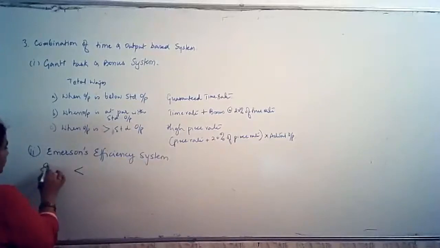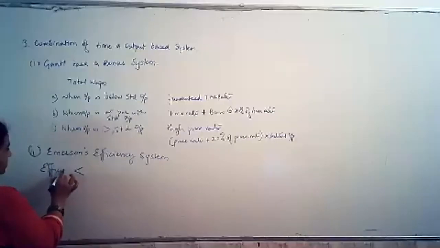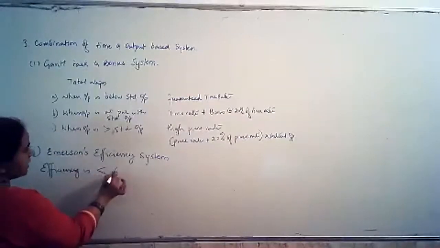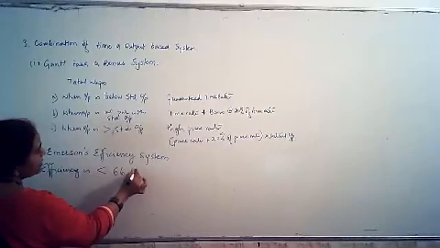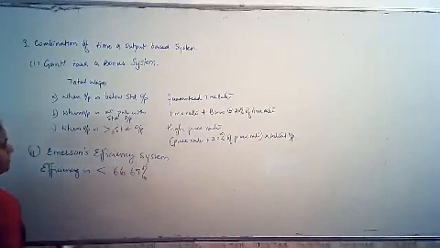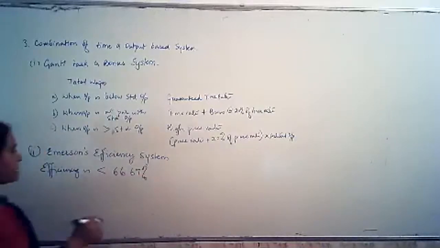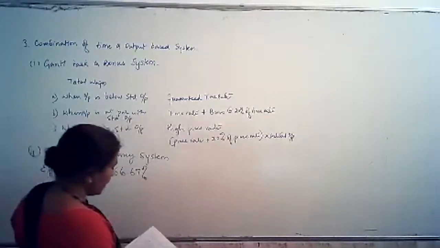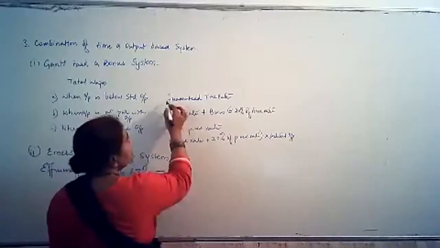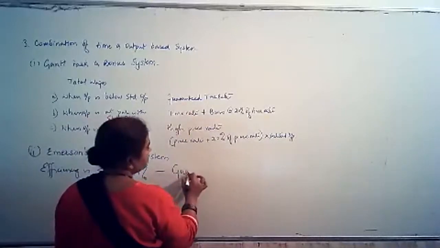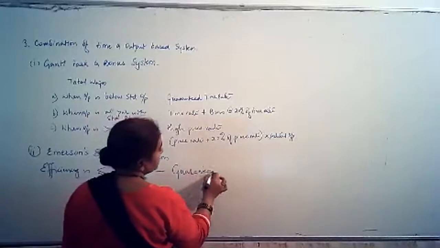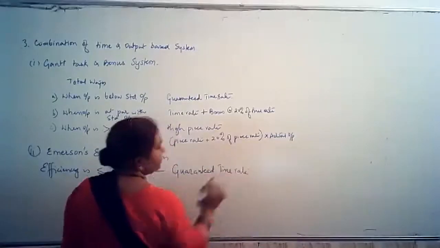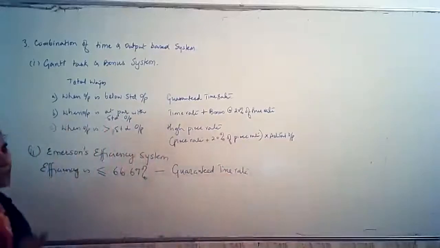So write down, when efficiency is less than 66.67%. This is the first one, when it is less than or equal. In such a case, what he gets paid is only the guaranteed time rate. He will get paid the guaranteed time rate.